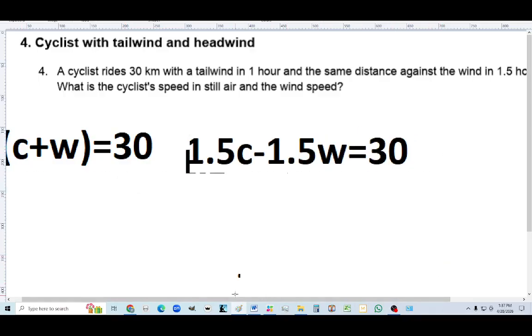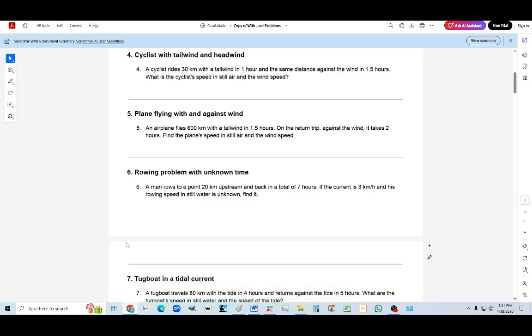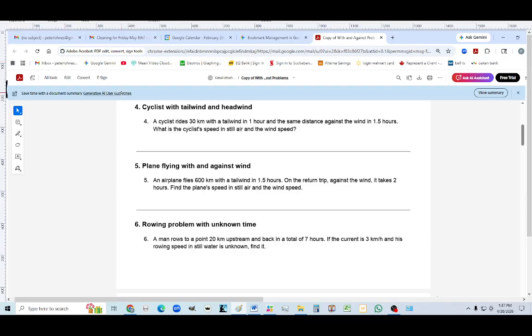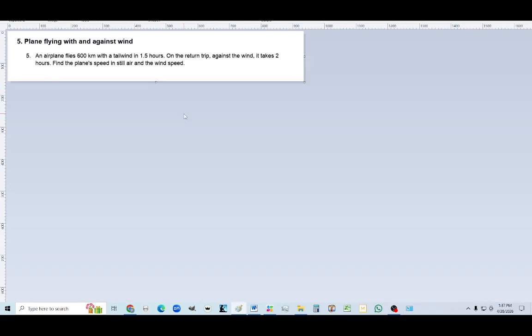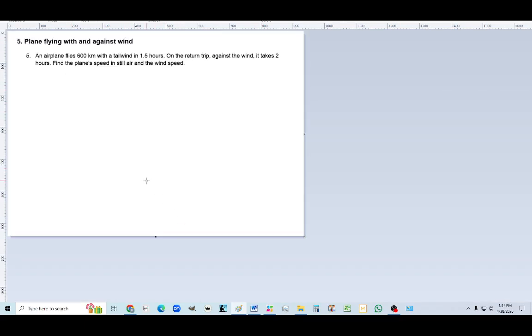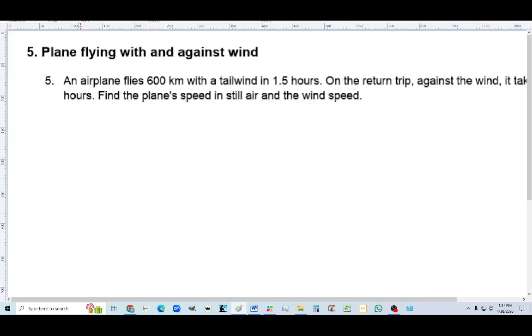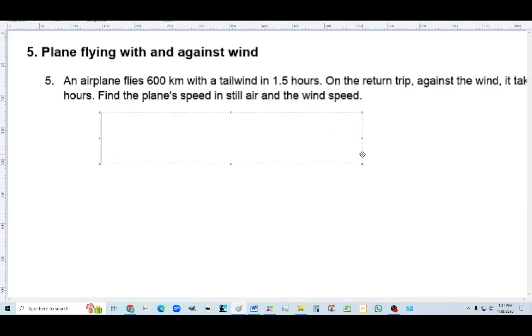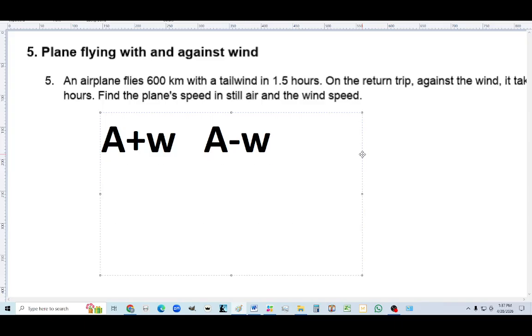Okay. Number 5, again, same thing. 2 different times, so we're going to use this method. And you have to do 2 separate equations, because when you add, this is why you have to learn the 2 techniques. So he's going with the tailwind, so we've got airplane with wind and airplane against the wind. That's our 2 different speeds. It's always time is equal to distance.